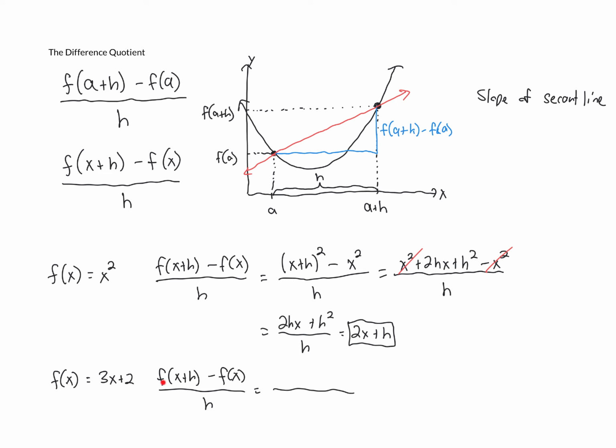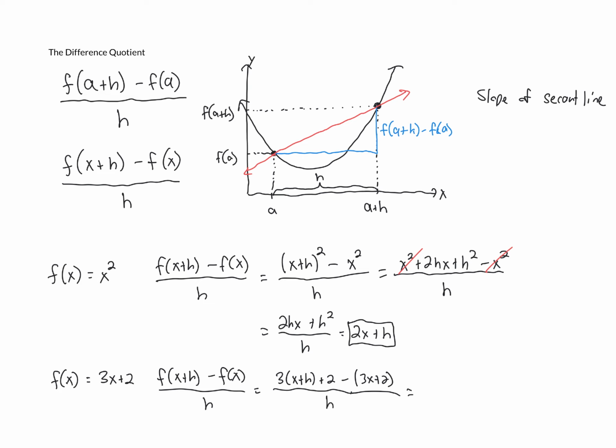So f of x plus h is going to be 3 times x plus h plus 2. So we've got 3 times x plus h plus 2. And then minus our f of x. And the f of x is 3x plus 2. So we're going to subtract 3x plus 2. And we need parentheses there because we're subtracting that whole quantity. And this is going to be all over h.